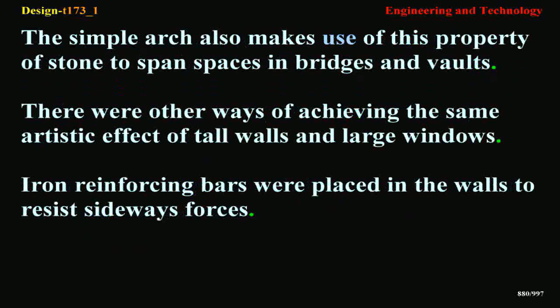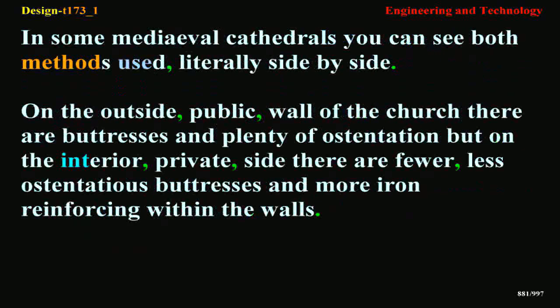There were other ways of achieving the same artistic effect of tall walls and large windows. Iron reinforcing bars were placed in the walls to resist sideways forces. In some medieval cathedrals you can see both methods used, literally side by side. On the outside, public, wall of the church there are buttresses and plenty of ostentation, but on the interior, private, side there are fewer, less ostentatious buttresses and more iron reinforcing within the walls.